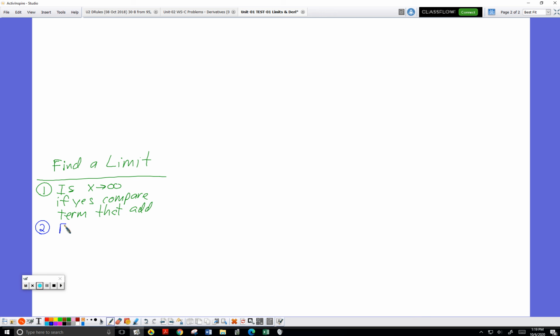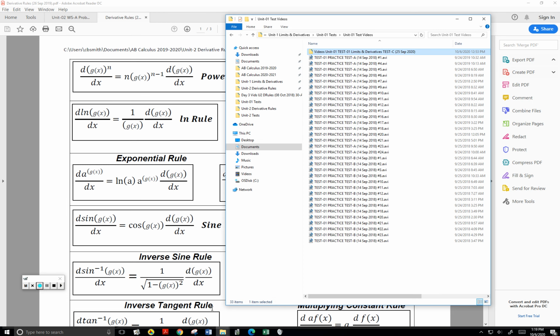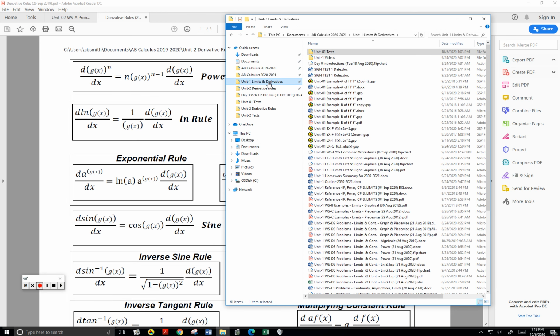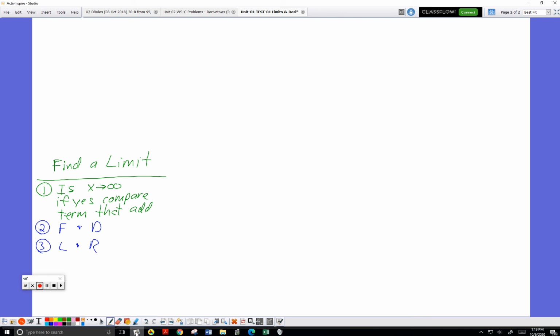Second thing is factor and divide. I'll just abbreviate. Factor and divide. 3 is you compare left and right limits. That's all on the white sheet. I think I have the white sheet still up here. No, I closed it. Let's go open it again. There it is. Limit flashcard right there. Okay, questions about the flashcard?